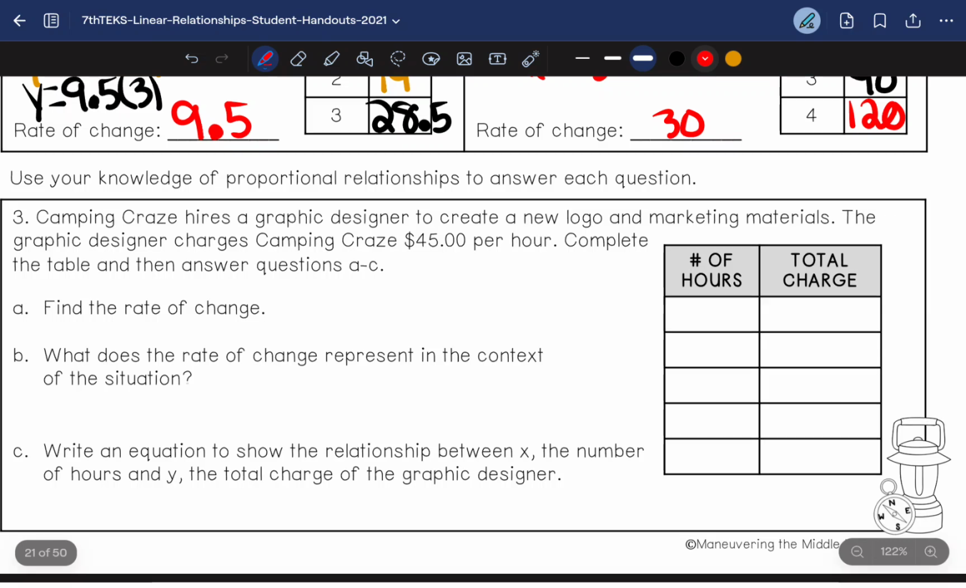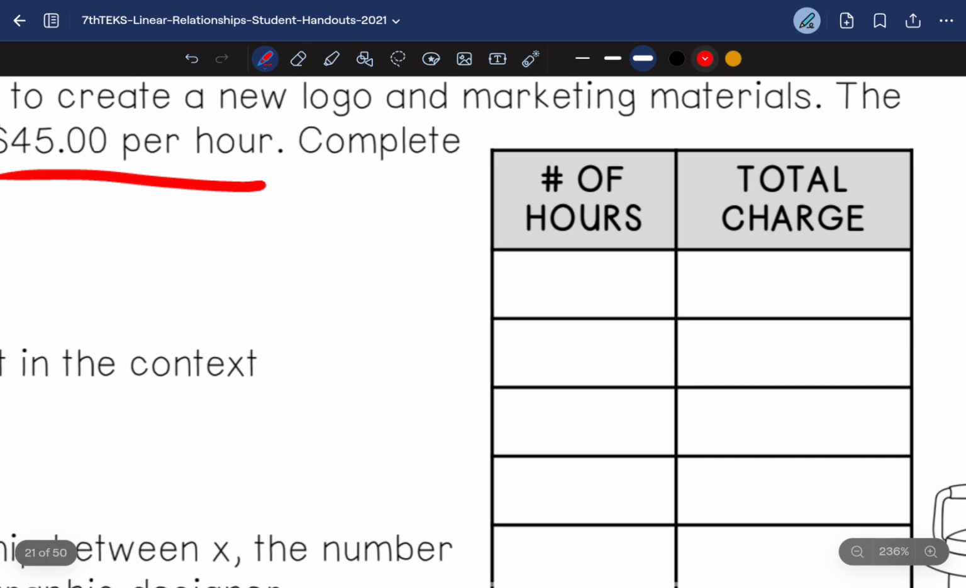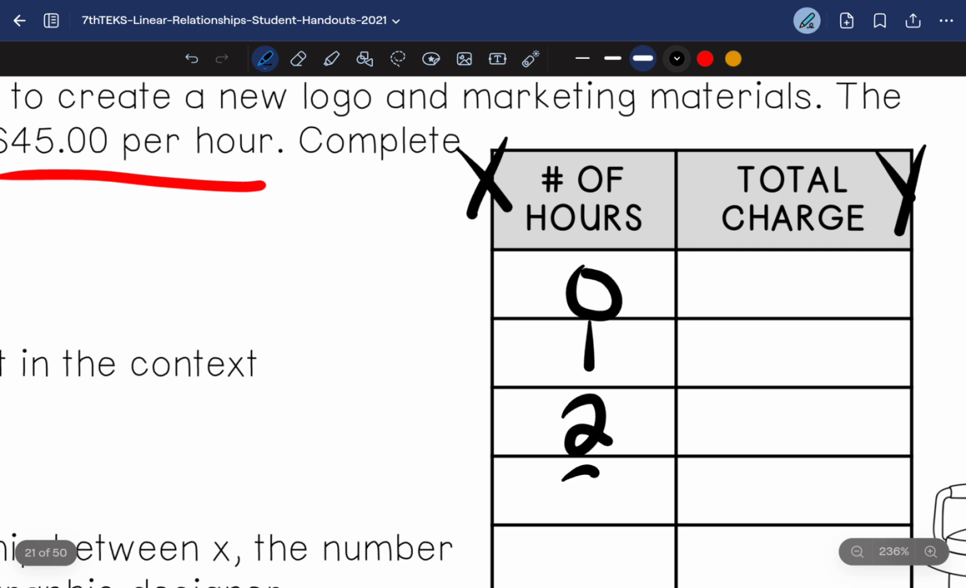Number 3, Camping Craze hires a graphic designer to create a new logo and marketing materials. The graphic designer charges Camping Craze $45 per hour. Complete the table and then answer questions A through C. So I'm going to start with the table. Remember, X values are on the left side, Y values are on the right side. So I'm going to do 0, 1, 2, 3, and 4.